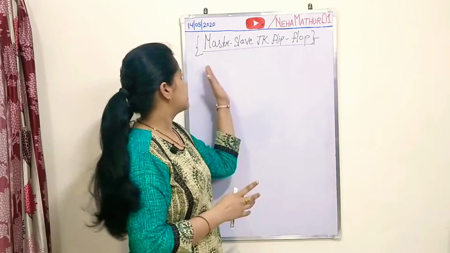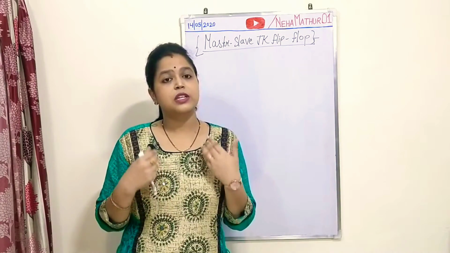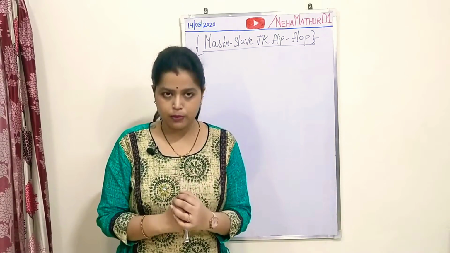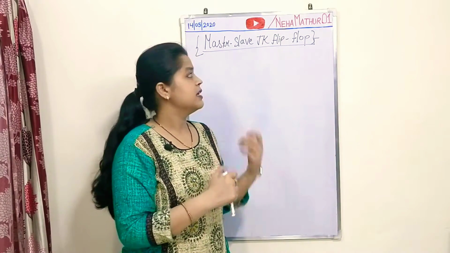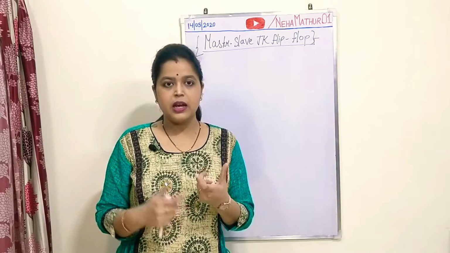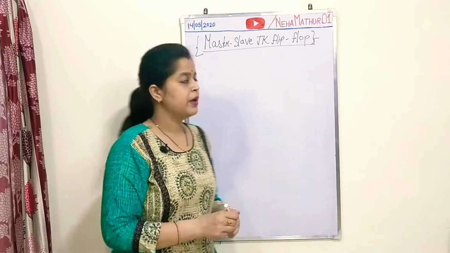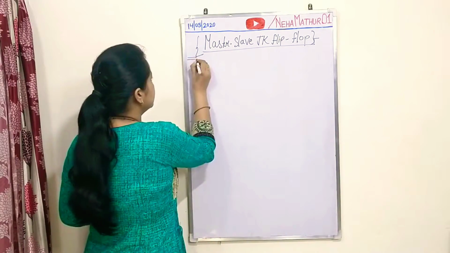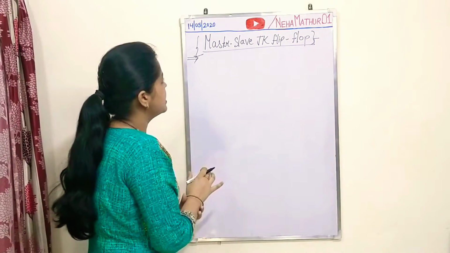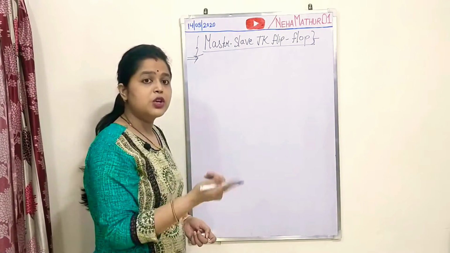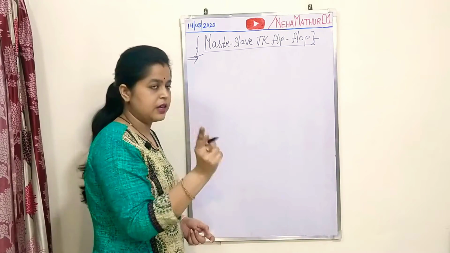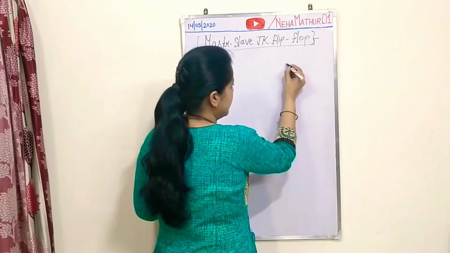So master slave flip-flop, which is used to overcome race around problem, has a circuit that is a combination of clocked JK and clocked SR flip-flop. So now I am going with its circuit designing. See, as I told you, it is a combination of clocked JK and clocked SR. So I will start from the back side.